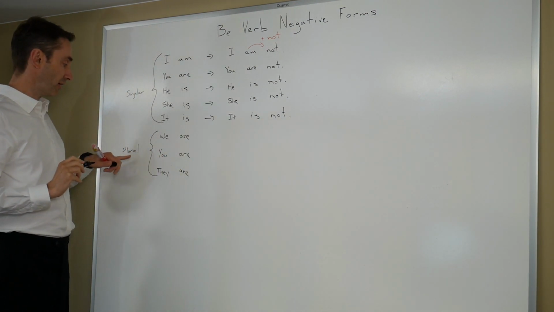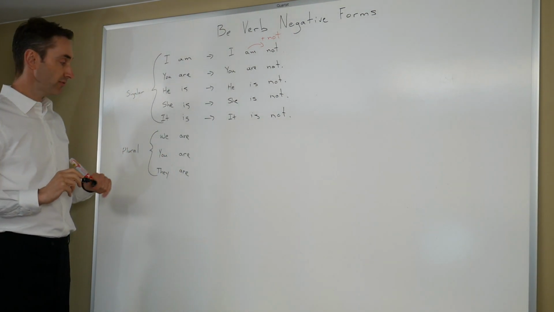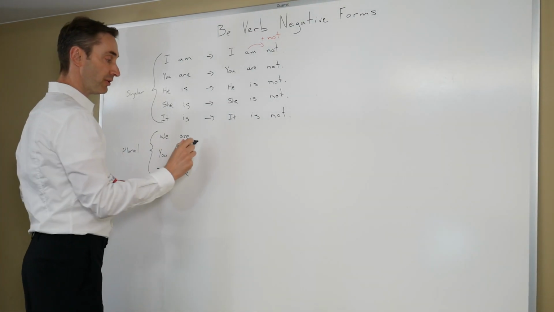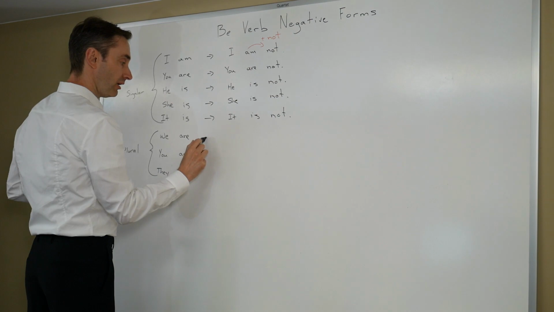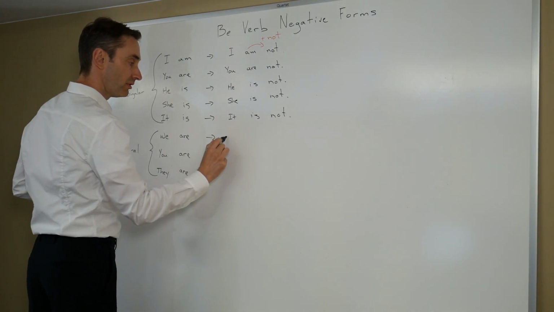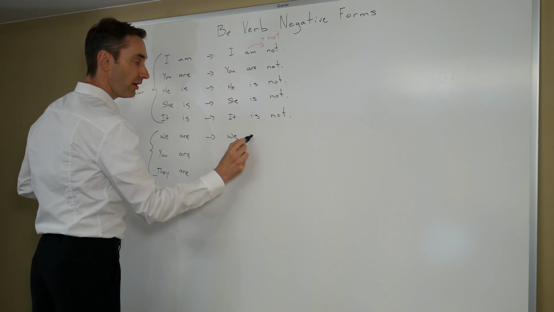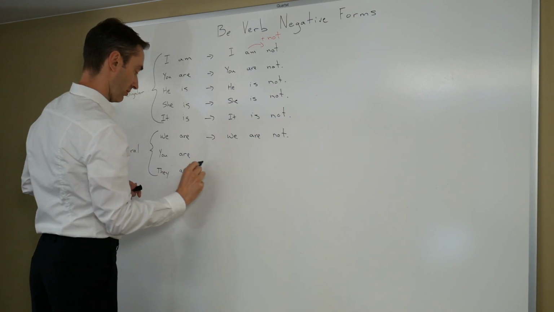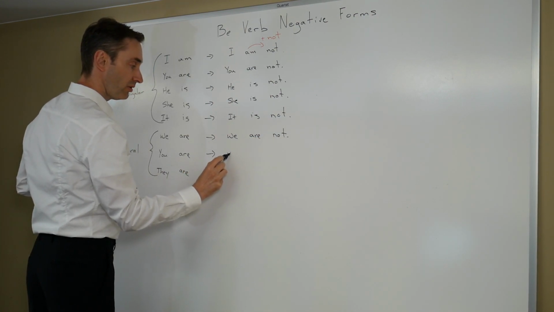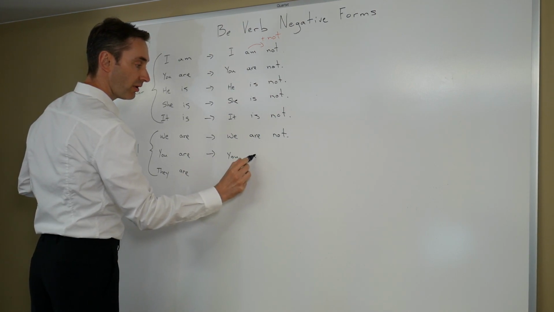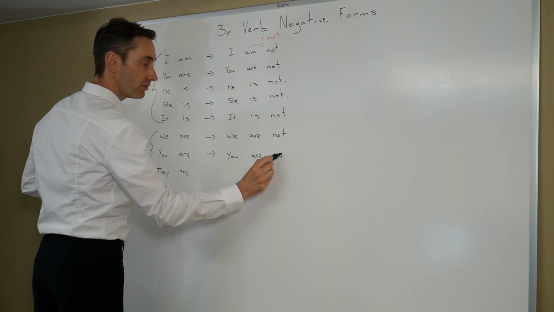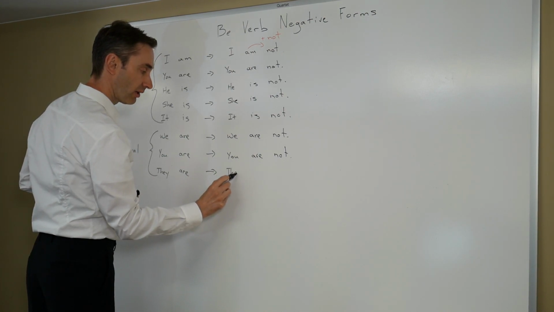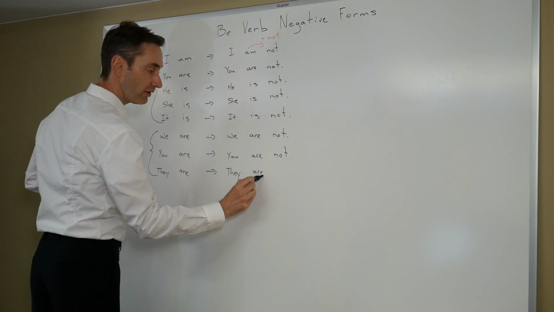And this is also same for the plural forms. 複数の形も同じで、最後にbe 動詞の後に not をつけるだけで否定はできる。We are not. You are not. And they are not.